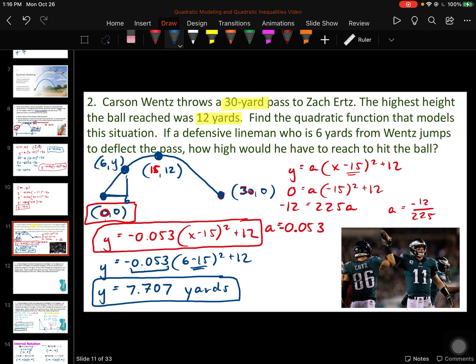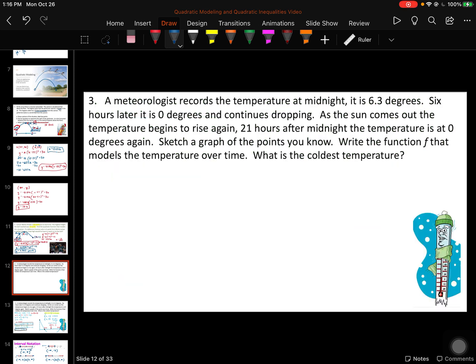Now for this next one, I do want you to try it out on your own now that you've had some background. It says a meteorologist records the temperatures at midnight. It is 6.3 degrees. 6 hours later, it is 0 degrees and continues dropping. Okay, so I will help you out with the picture for this.